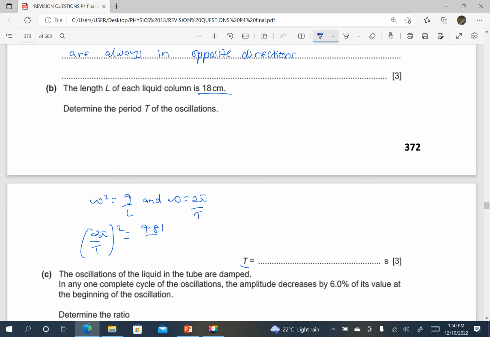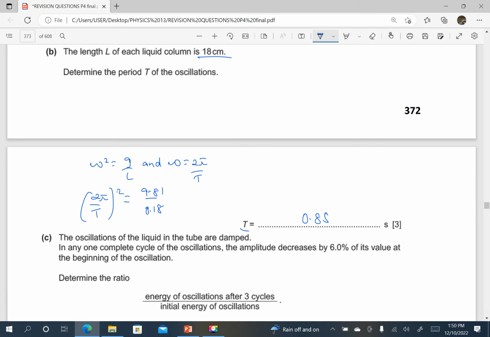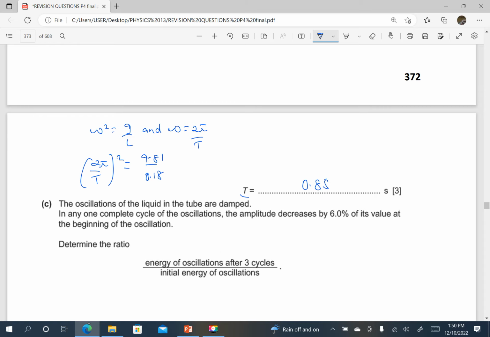And the length L is 18 centimeters, which is 0.18 meters. I'll begin by dividing and finding the square root: 9.81 over 0.18, square root. Then I get the reciprocal, 1 over the answer, then times 2 pi. So whichever way you do it, as long as you solve for T, T is 0.851. So I'll just write T as 0.85. You should be able to solve such a simple equation. Find the square root of both sides, cross multiply, or get the reciprocals of both sides. Find T. So T is 0.85 seconds.